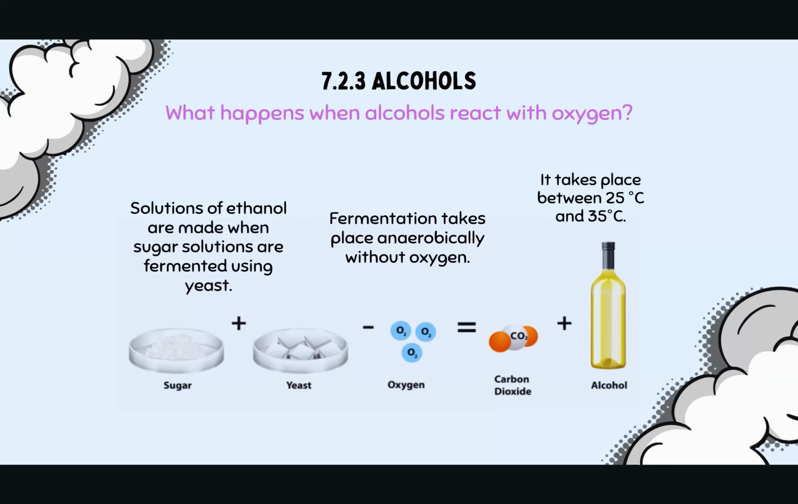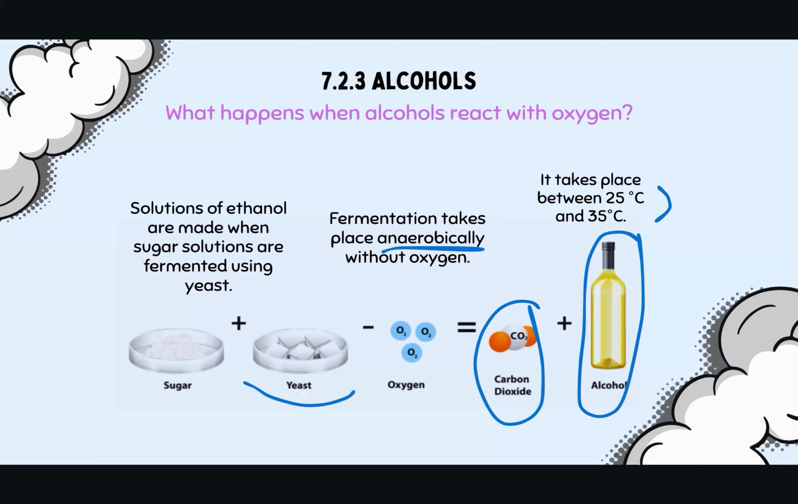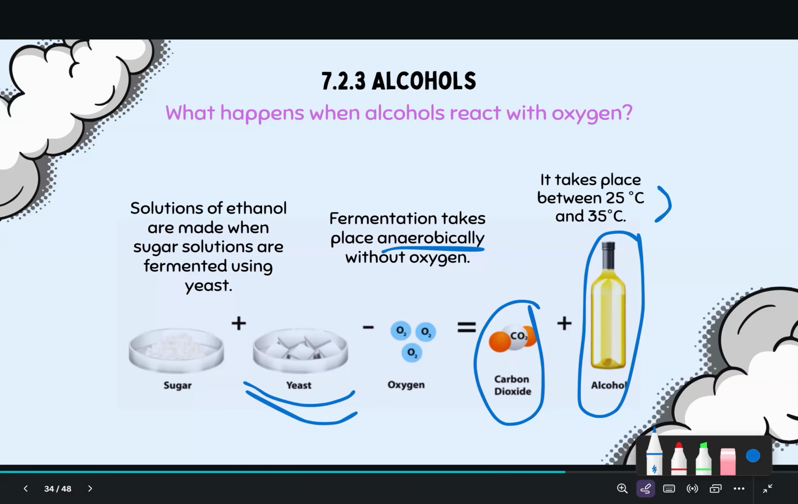Solutions of ethanol are made when sugar solutions are fermented using yeast. When yeast feeds off sugar, it uses that sugar for respiration. So you can do fermentation with oxygen and you can do it without oxygen. Now, if it's done without oxygen, so it's done anaerobically, then that produces carbon dioxide and it produces alcohol, ethanol. And that takes place between 25 to 35 degrees. Otherwise, the enzymes in yeast, which is a living organism, die.